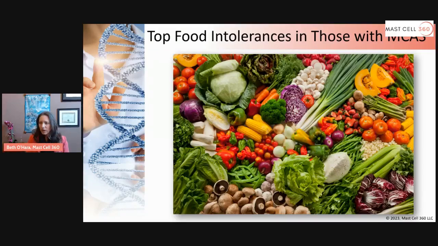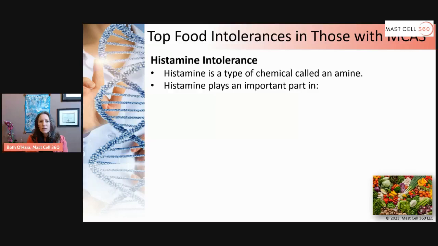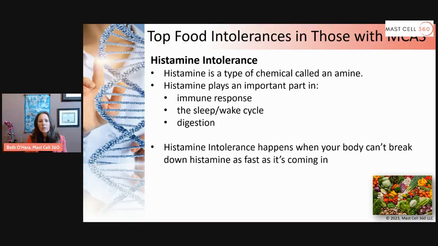All right. So histamine intolerance, you guys know a lot about this. So histamine's an amine. It's involved in all kinds of processes in our bodies. And histamine intolerance happens when our bodies can't break the histamine down as fast as it's coming in or it's building up. So I'm just going to give you a snapshot on these intolerances so that we can then talk about how do we recover from them.